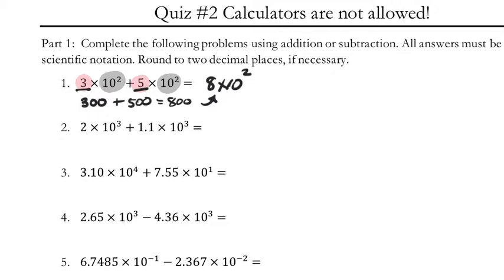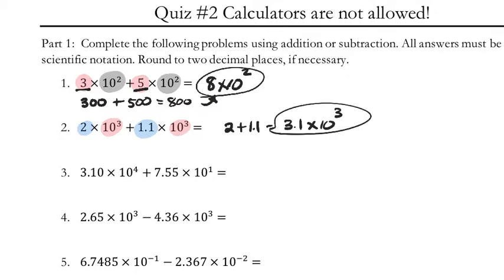For problem 2, again, we have the same base and same power, so we can add the two coefficients together. Here I've just made it a little bit different by adding a decimal into it. So 2 plus 1 is 3.1, and then we keep times 10 to the third, so it's 3.1 times 10 to the third. Again, though, you could put them in standard notation first, so this would be 2,000 plus 1,100. Those add up to 3,100, which in scientific notation is 3.1 times 10 to the third.